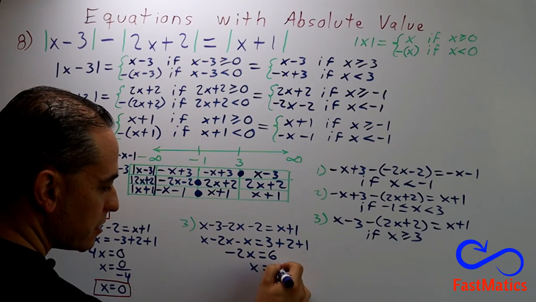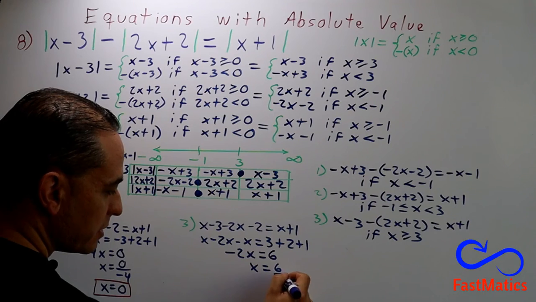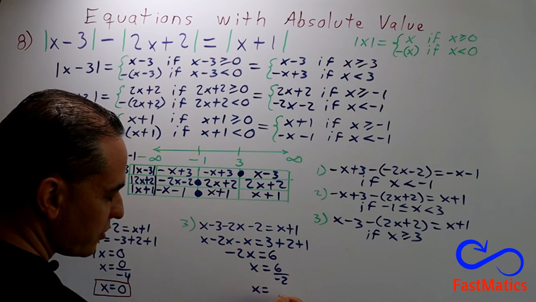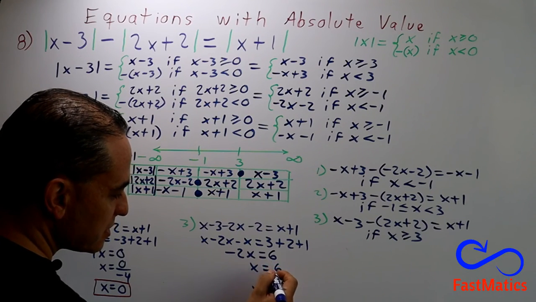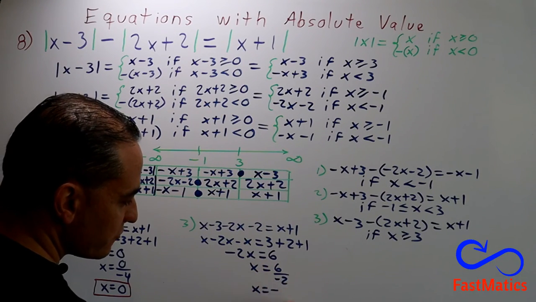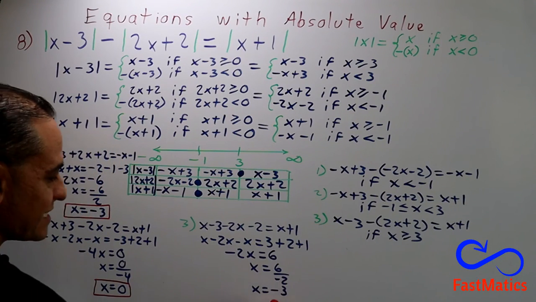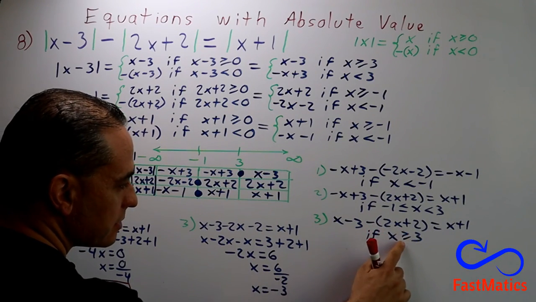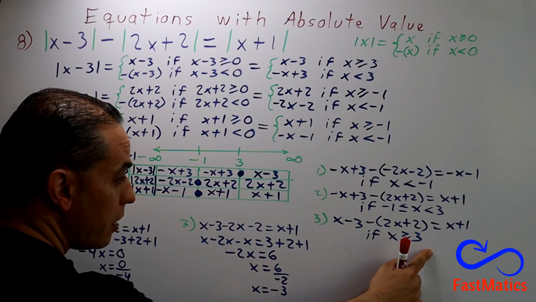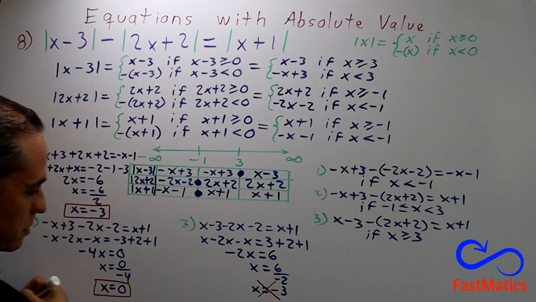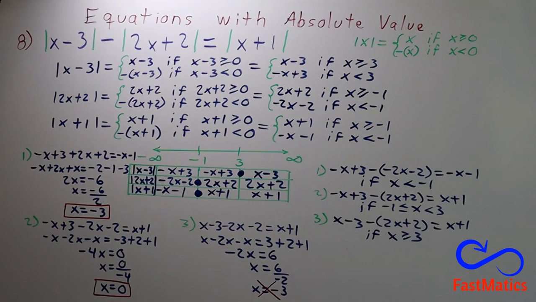And we divide everything by negative 2. And the answer will be x is equal to 6 divided by negative 2. Positive divided by negative, negative. 6 divided by 2 is 3. And a very important question. Is negative 3 greater than or equal to 3? No! So, we are not having a good answer.